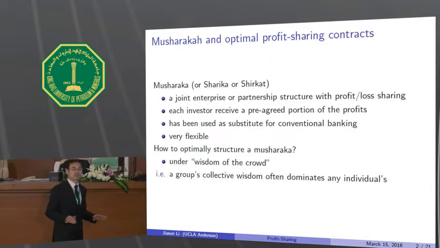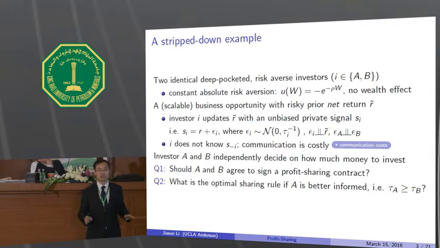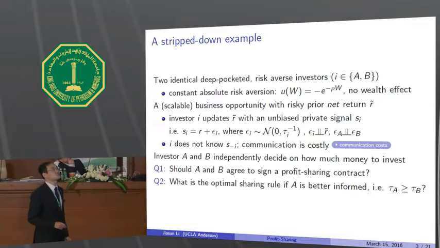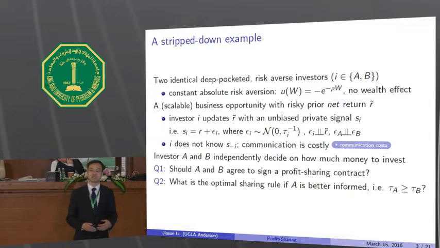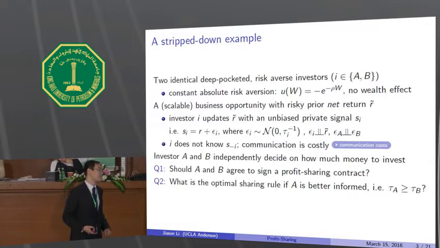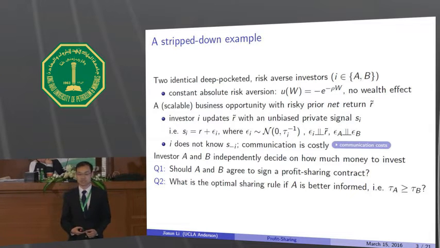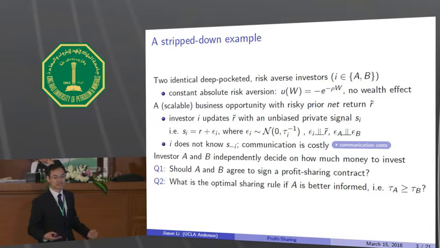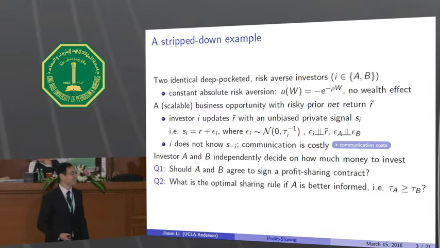So, as I said, I'm just going to give you the simplest model that we can think of. Here it is. Let's assume that there is a scalable investment project and assume that the return of this project for each dollar invested is given by a random variable, R tilde. And let's assume that there are two identical, deep-pocketed, and risk-averse investors that are interested in investing in this particular business. Let's assume that the two investors are Bill and I.